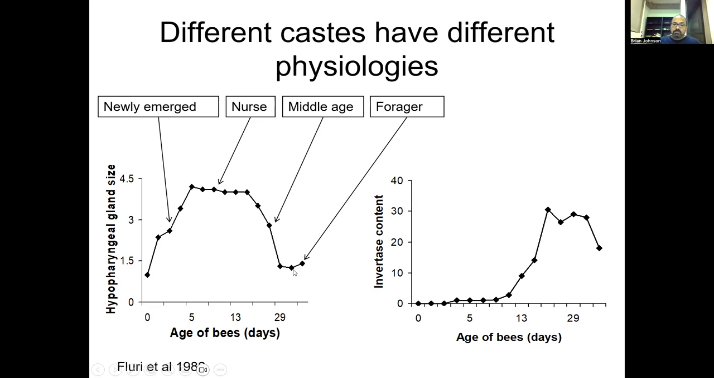But then when the gland is small in the forager state, it's producing a lot of invertase. The foragers are collecting nectar and they're using the same gland to add these enzymes to the nectar to process it into honey. So it's a good example of how the gland is changing in function from one caste to the next. And graphs like this could be shown for almost all the glands and lots of things.